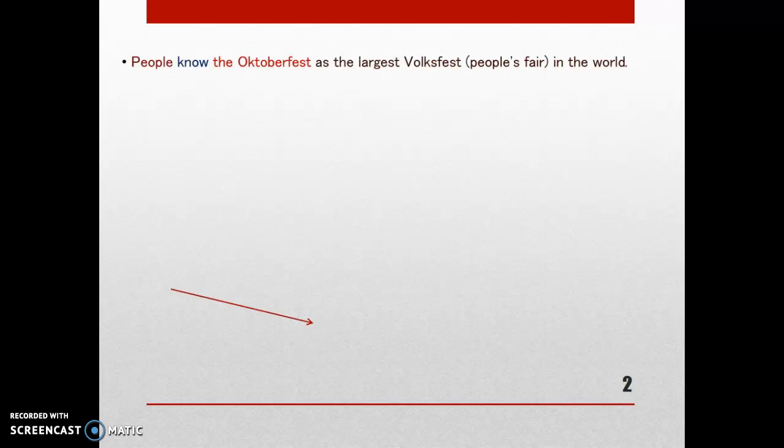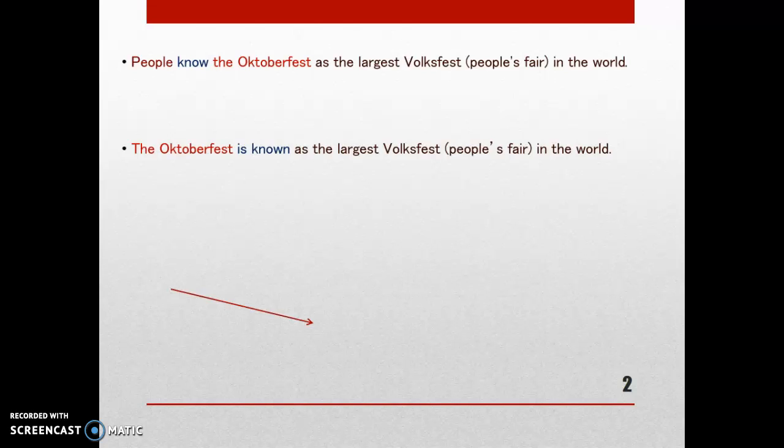The first one says, people know the Oktoberfest as the largest Volksfest in the world. Let's have a look at this new version of the same sentence. The Oktoberfest is known as the largest fall fest in the world. So what has happened?